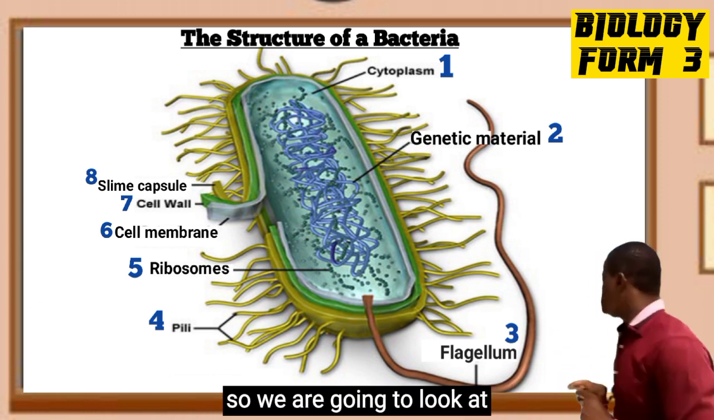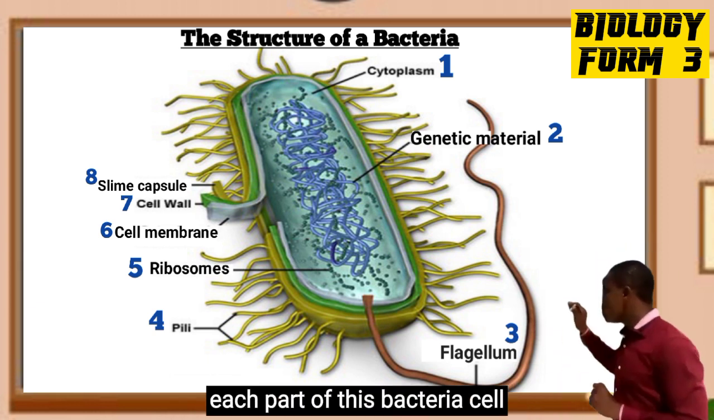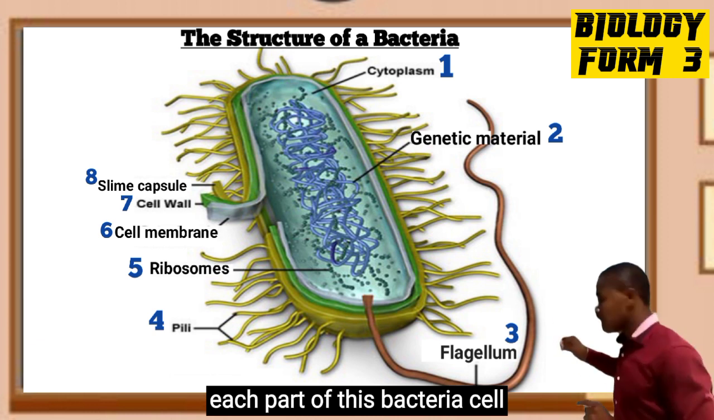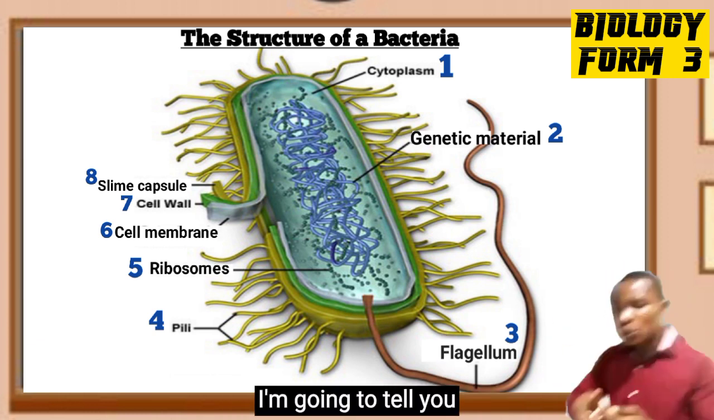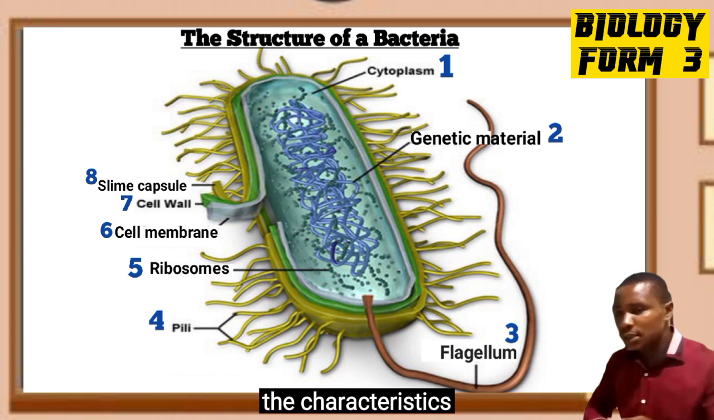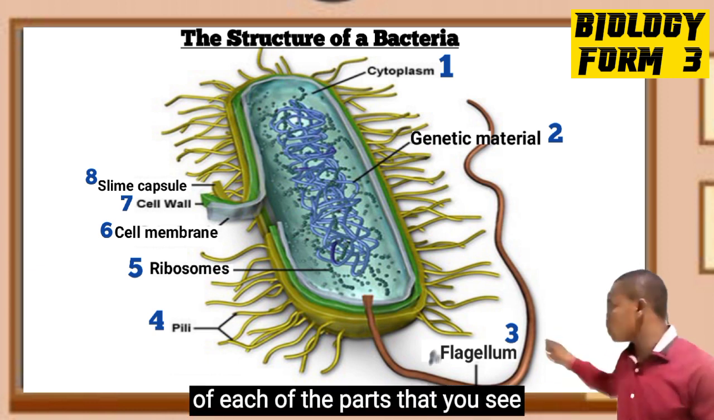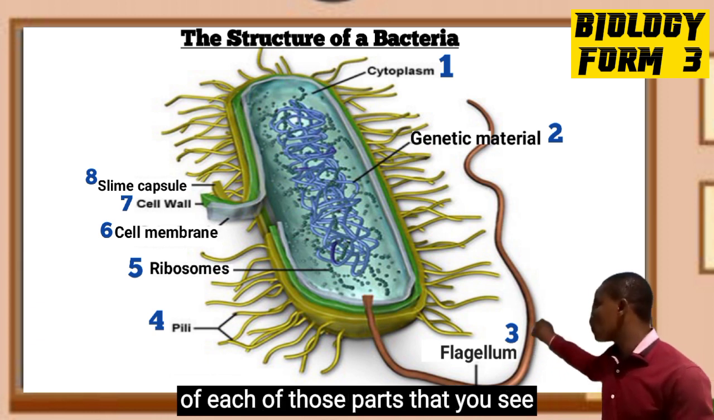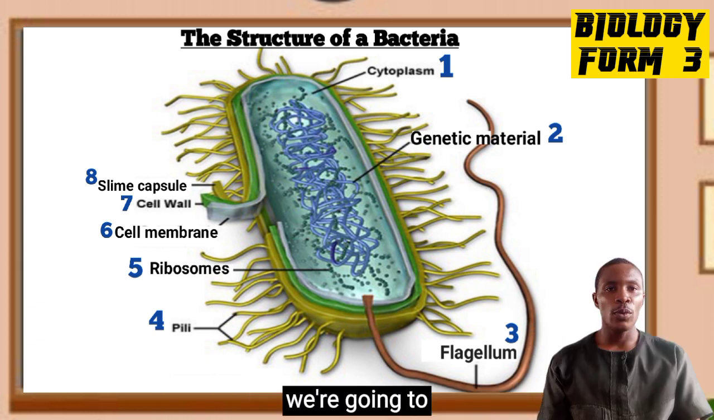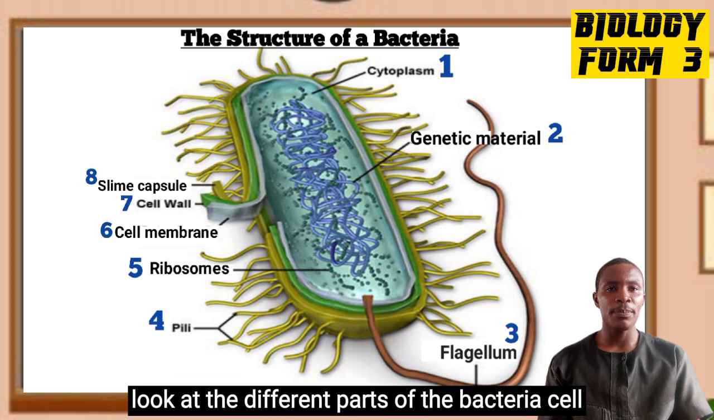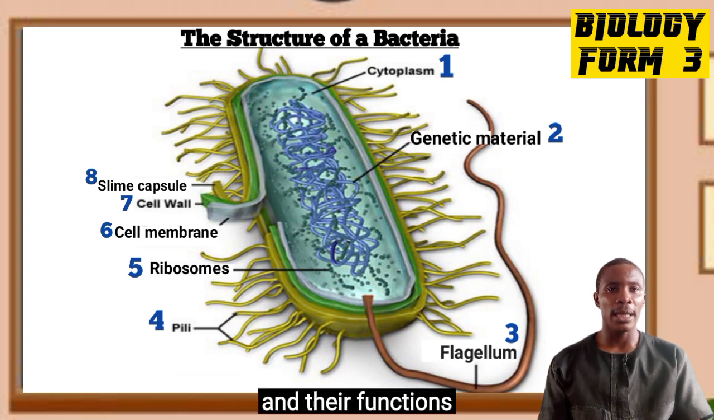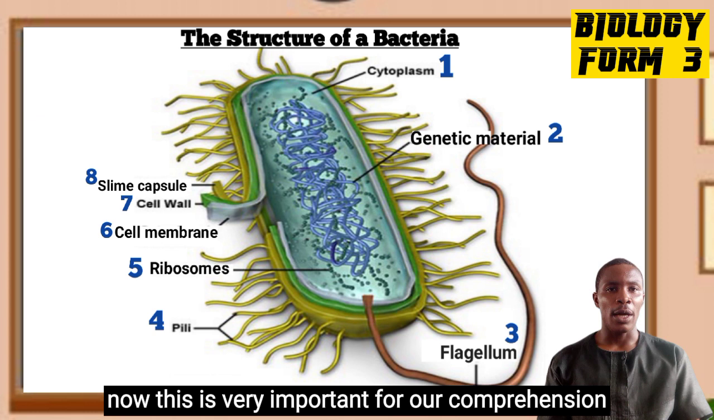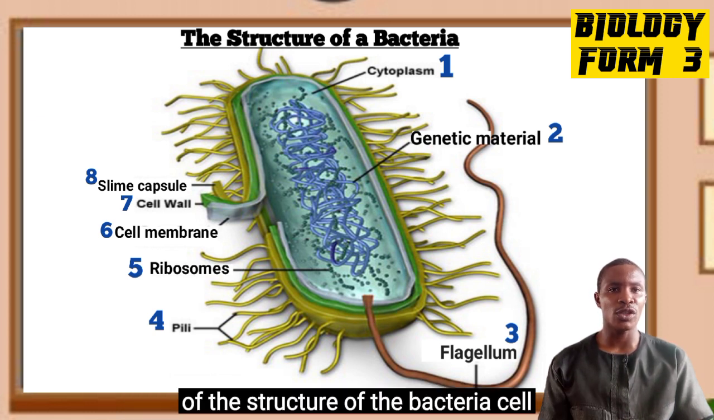Good. So we are going to look at each part of this bacterial cell. I'm going to tell you the characteristics of each of the structures or each of the parts that you see, and I'm going to tell you the functions of each of those parts that you see. We're going to look at the different parts of the bacterial cell and their functions. Now, this is very important for our comprehension of the structure of the bacterial cell.